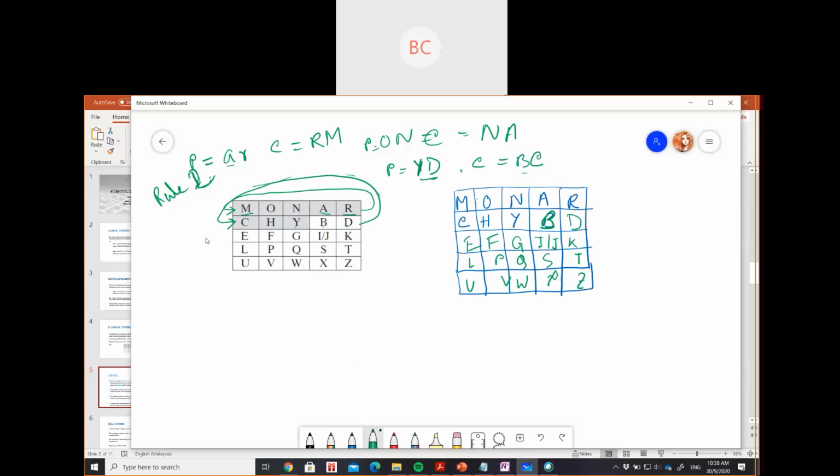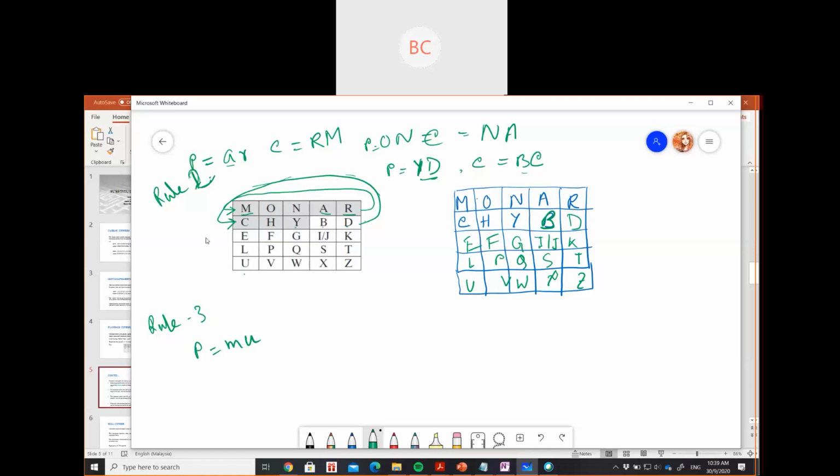Now your plain text may be M and U. So what happens here? What is M? M is here, correct? U is here, correct? Now you will see it in terms of column. If in rule 2 you just considered it row wise, now you want to consider it column wise, right? So what will be the encrypted version of this?